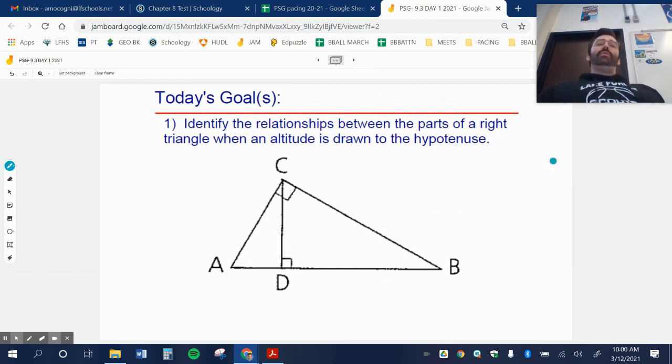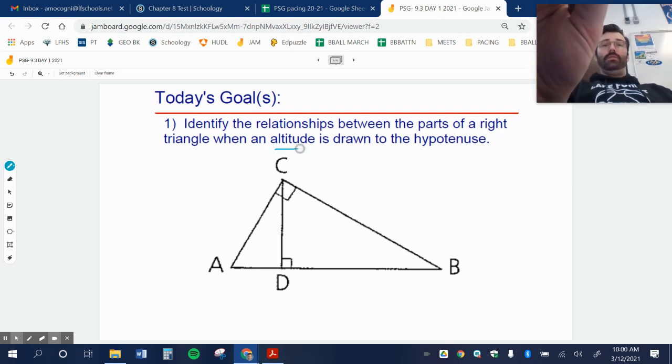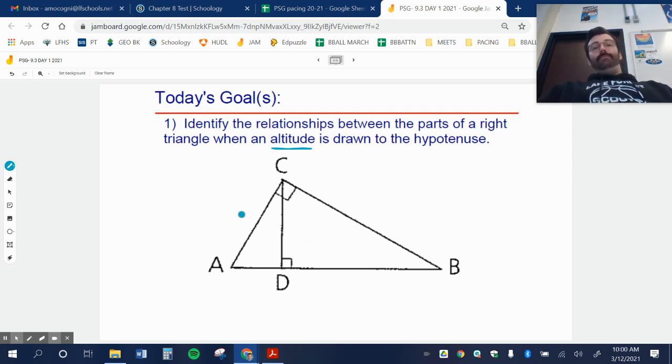Today we're identifying the relationships between parts of a right triangle when an altitude is drawn onto the hypotenuse. Remember, an altitude is a segment that is perpendicular to its opposite side, starting at the vertex. So here in this picture, CD would be considered our altitude, because it starts at a vertex and is drawn to the opposite side and is perpendicular to that side.